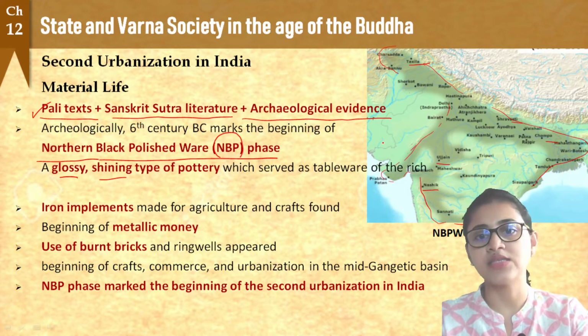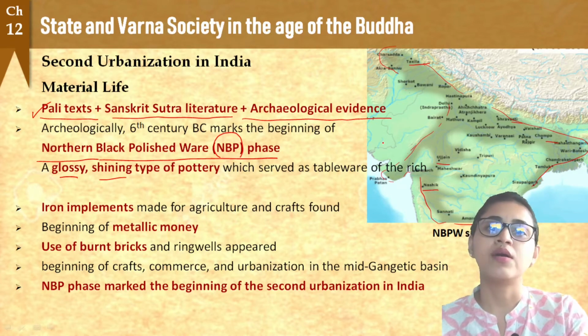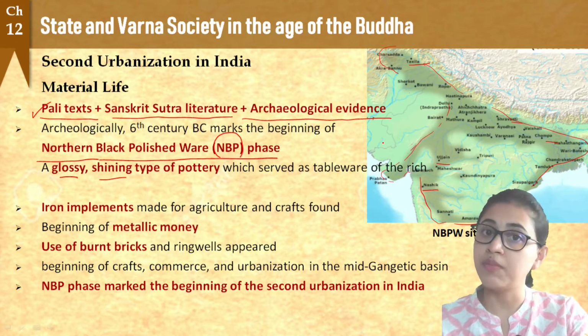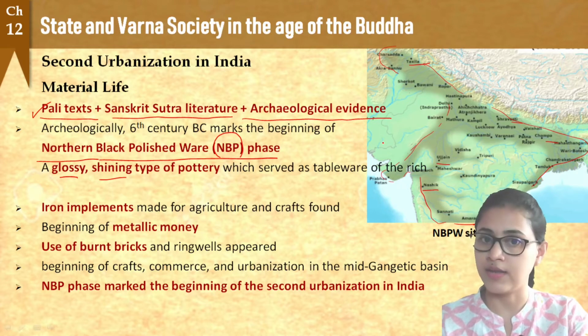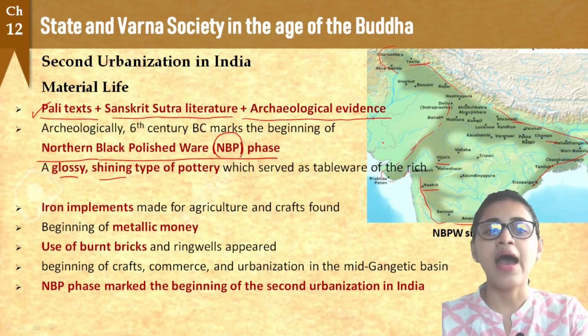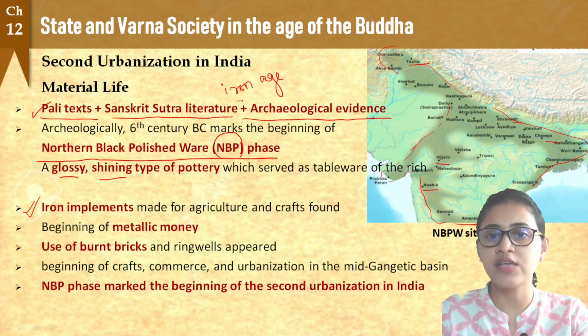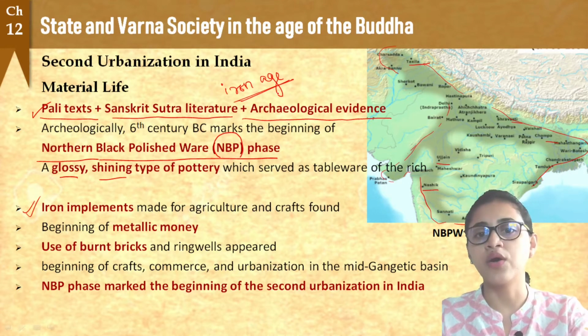Now the Northern Black Polished Ware phase coincides with the growth of the Mahajanapadas in northwestern India. During this phase, as we have already seen, iron is now used. So this is a phase of the Iron Age culture, that is, the Iron Age culture in India was going on during this phase.